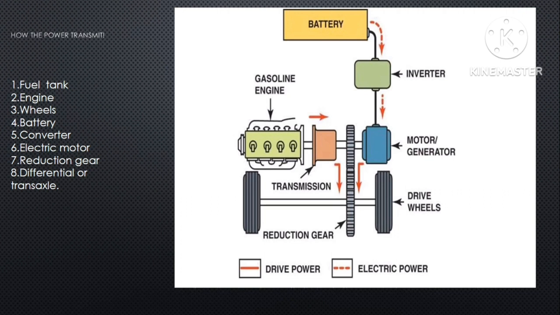So in the parallel hybrids we have a gasoline engine, that's petrol engine, fuel engine. The engine is actually the primary power source, the ICE. The ICE is attached with the transmission and the motor. So transmission, motor or generator and gasoline engine, all these three are attached together. Then they rotate the reduction gear. So these components are rotating the reduction gear.